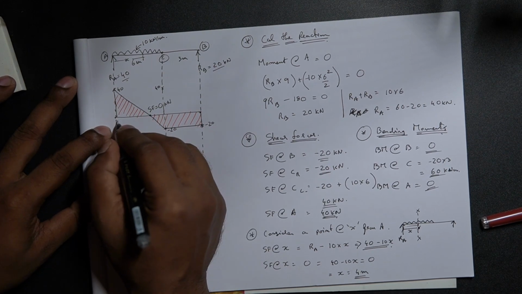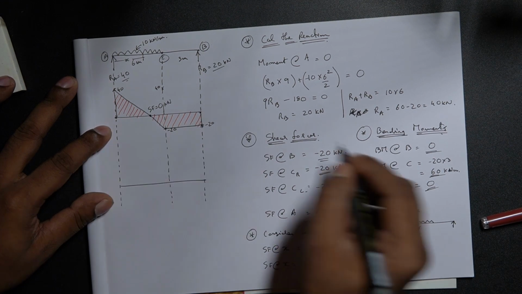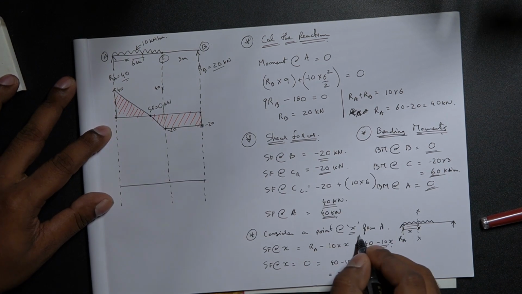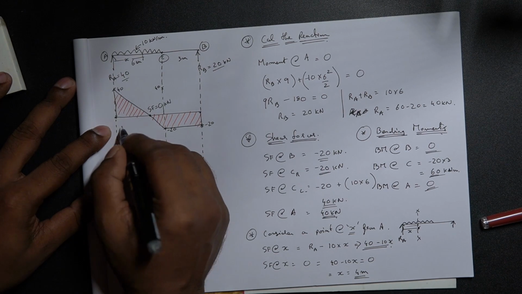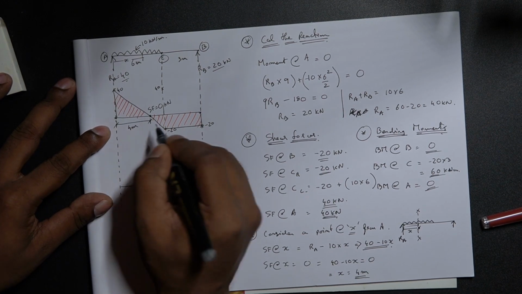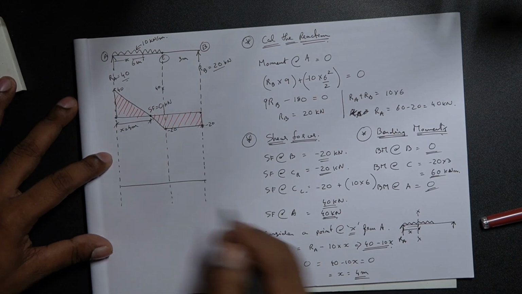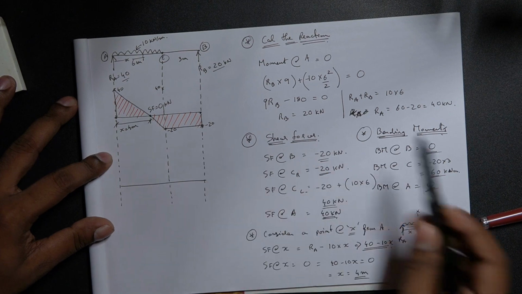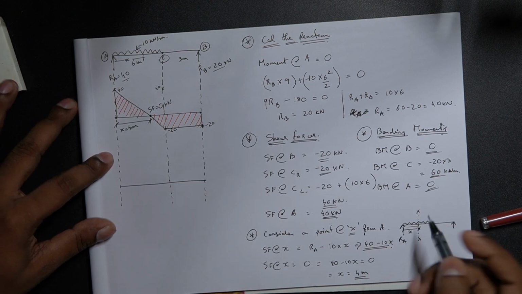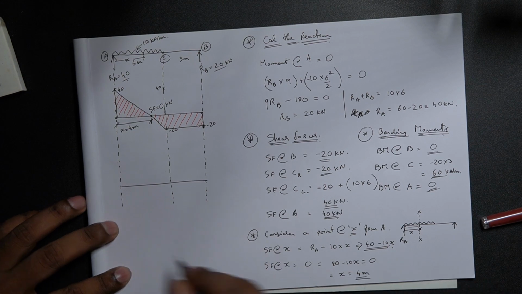Now the distance between this particular point and point A is the distance x which we have considered, and the distance x is nothing but 4 meters. So this particular distance is 4 meters, that is x is equal to 4 meters over here. Now let's calculate the bending moment, the maximum bending moment as well.